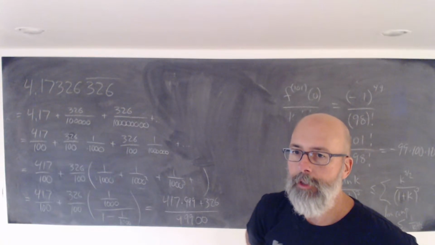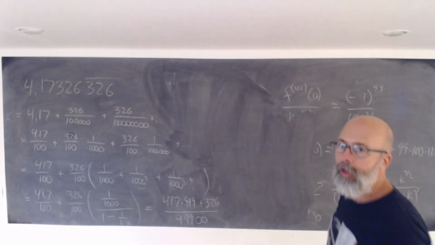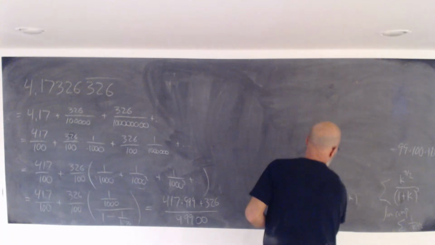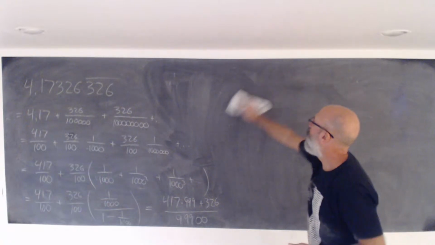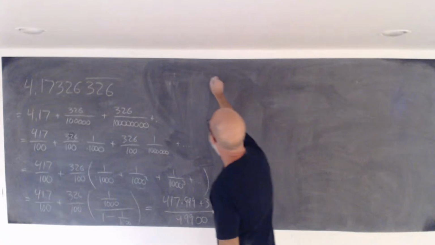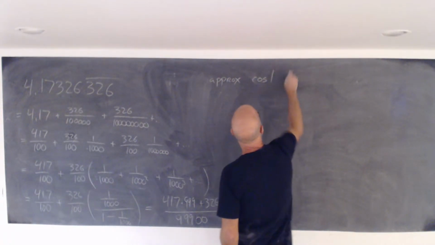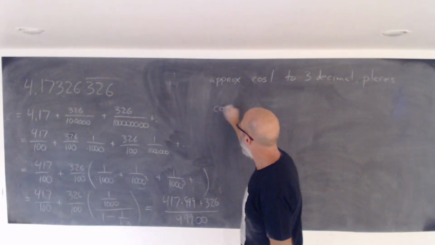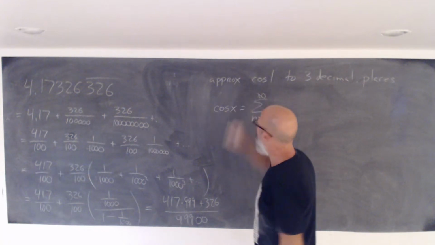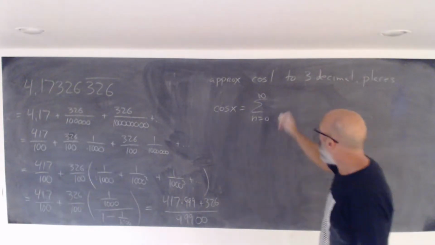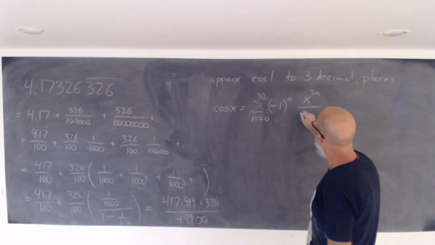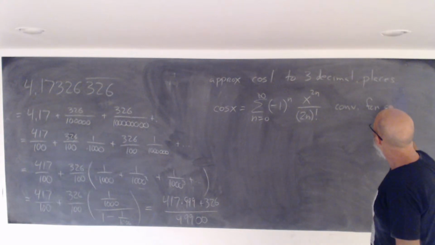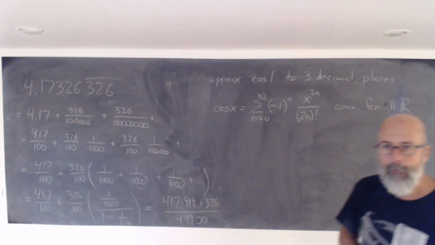All right, let's do Yining's example, and then that'll be it for the day. Approximate cosine 1 to 3 decimal places. So first of all, you would start by finding the Maclaurin series for cosine x. But I mean, we've done it already. I'm sure you've done it many times, and you know very well that that's what it is. And this converges for all real numbers. You know the interval of convergence is all real numbers.